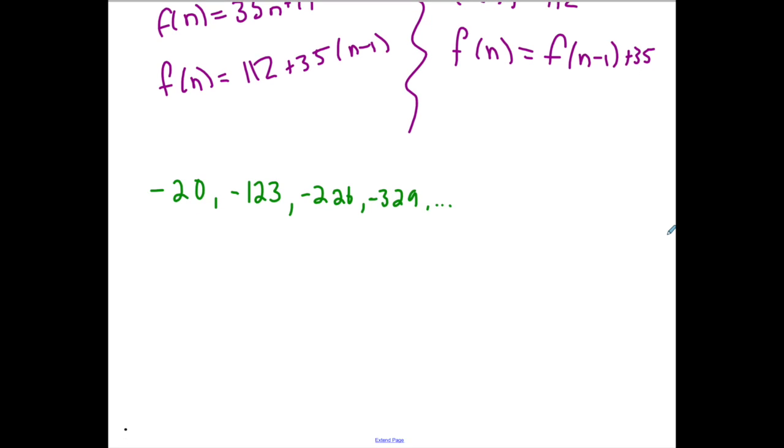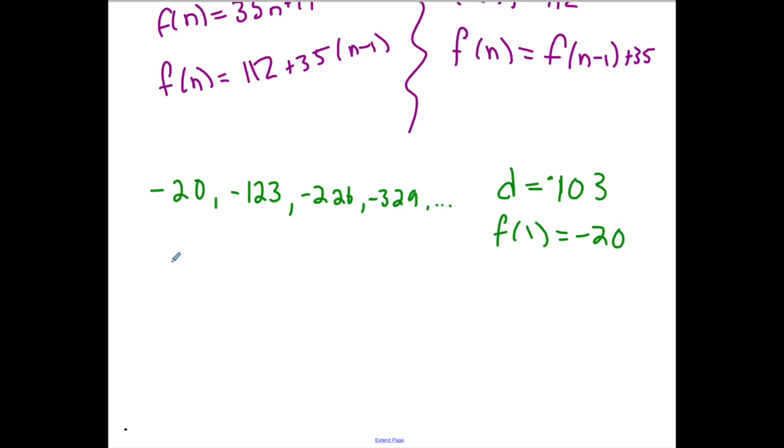All right, here we go with the last one. So this one's kind of tricky. Here it looks like it's going up because you see like 20, 123, 226, 329. So you might be tempted to think, oh, it's going up by 103, right? But it's actually going down by 103 because it's actually decreasing by 103. It's getting more negative. Okay, so that is where that one gets tricky.